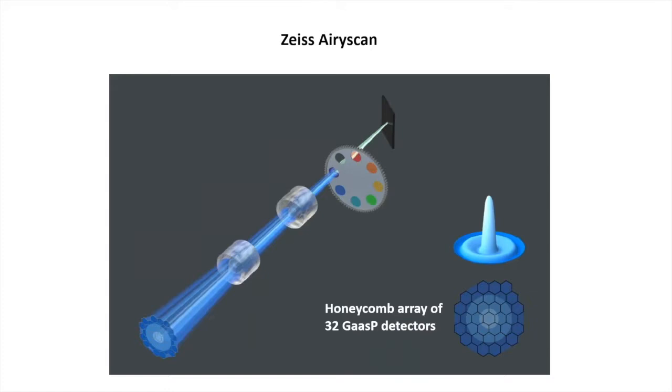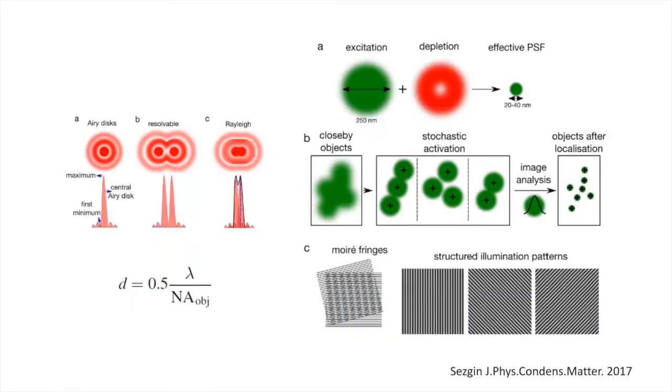This is one of the improved resolution techniques that we have in the lab, Zeiss Airyscan, whereby they essentially replace the whole confocal system with pinhole with this honeycomb array of 32 GaAsP detectors, and you collect all the light. This is your regular point spread function with ripples, and then computationally assign pixels and get about 1.7-fold improved resolution.